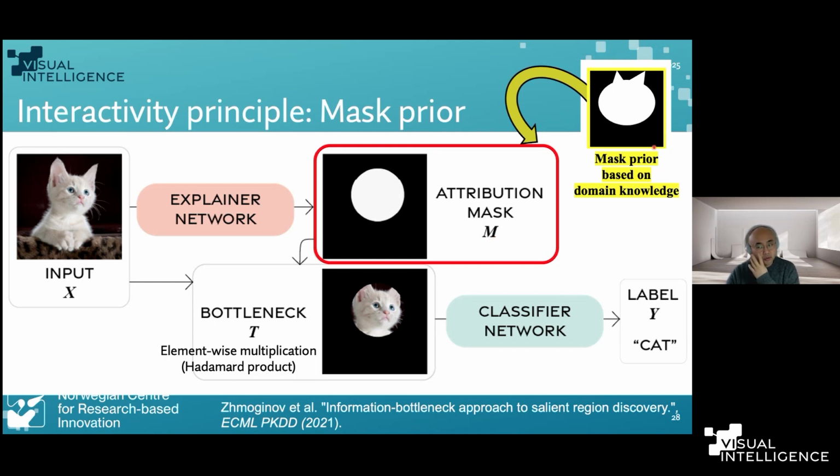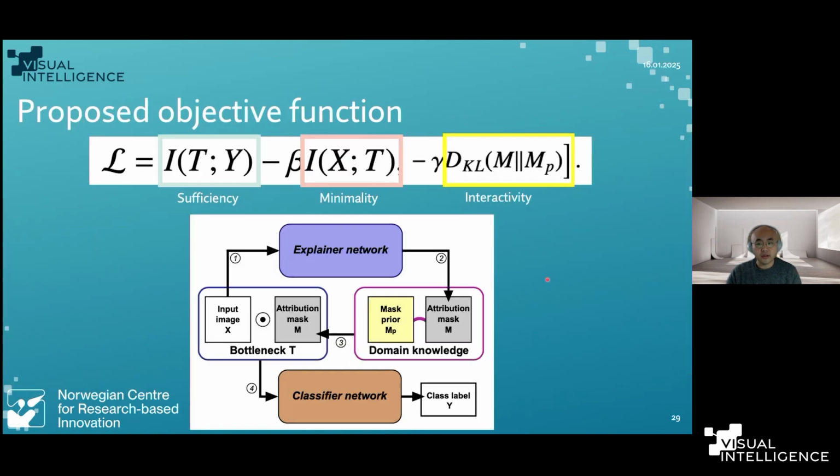And of course, this is a very important prior knowledge. So this model, DIB-X, will consider this mask prior in learning a good attribution mask. So we include this prior information, the mask prior, coupling it with our learnable mask. We're using the Kullback-Leibler divergence measure. Here the gamma is an additional hyperparameter that we need to tune.